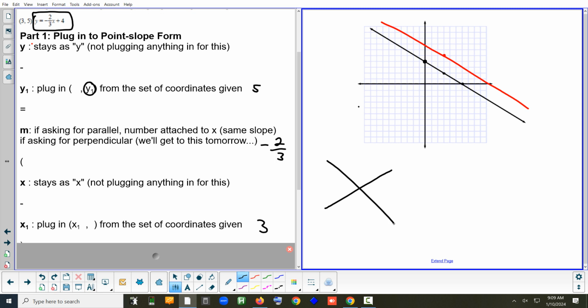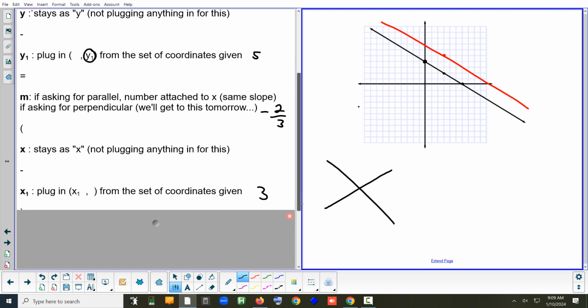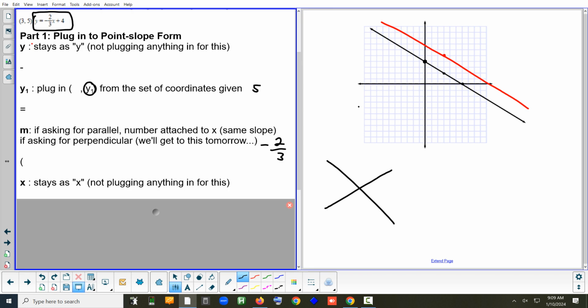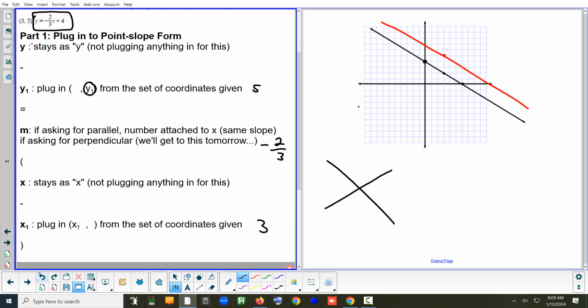All right, so we got y minus y1 equals m parentheses x minus x1, and there's one more symbol we need at the end. Parenthesis. Yep, we need one more parenthesis. And that's it.